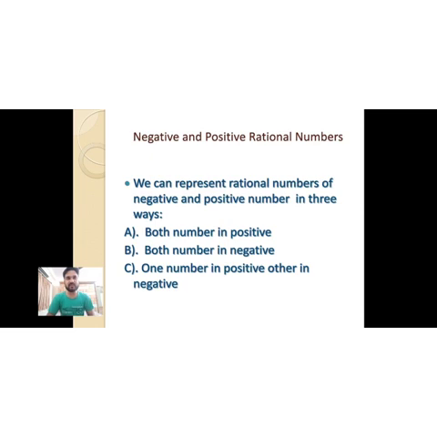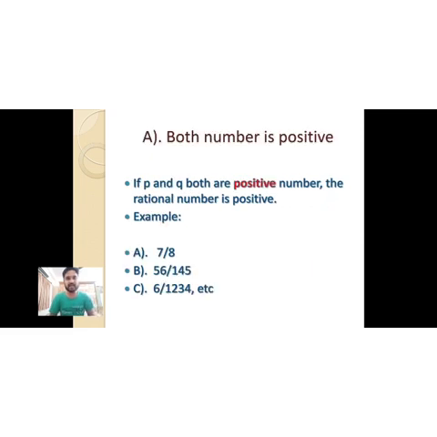Negative and positive rational numbers. The rational numbers are represented in 3 forms. The first, both numbers positive; the second, both numbers negative; and the third, one number positive and one negative, or vice versa. The first is, if P and Q both are positive, then the rational number is also positive. For example, 7 upon 8, 56 upon 145, 6 upon 1, 2, 3, 4.